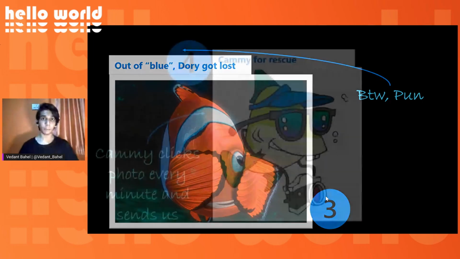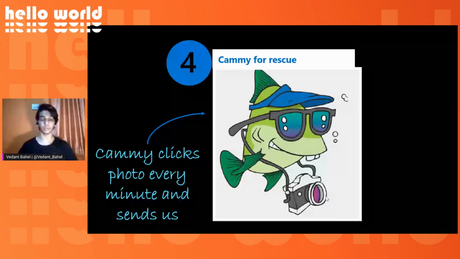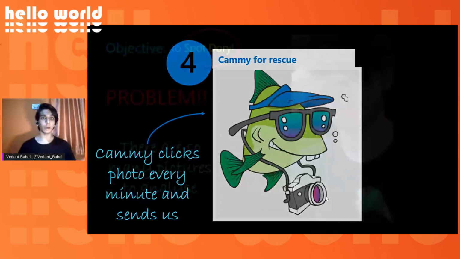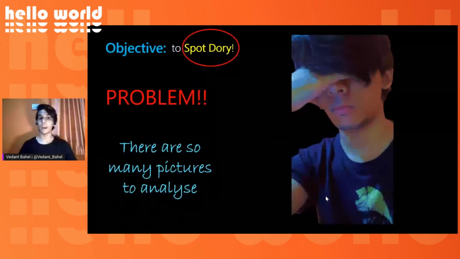So I really got a good person when I was looking in the ocean for Dory. I got another fish, Cami. She had this camera in her hand. What Cami does is, I asked Cami to just click photos of the ocean all the time around. So Cami is clicking photos and sending me photos of the ocean every minute so that I can just go through those photos and find Dory, just spot Dory in it.